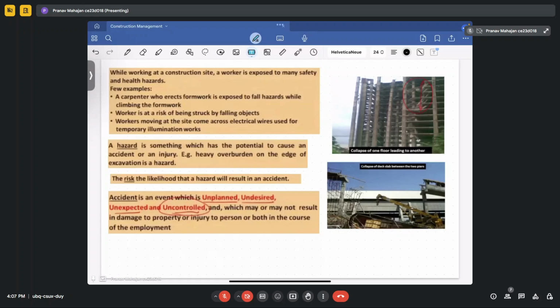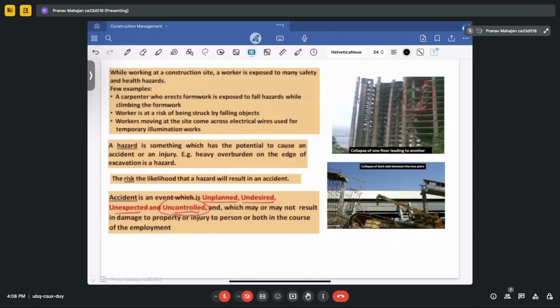The worker is also at risk of being struck by a falling object. Sometimes if you are moving below a building and a big chunk of stone falls from a certain height and hits your head, you will get hurt whether you are working on that project or not. Workers moving at the site may also come across electrical wires for temporary illumination, and they might get shocked when the wires are not properly sealed off.